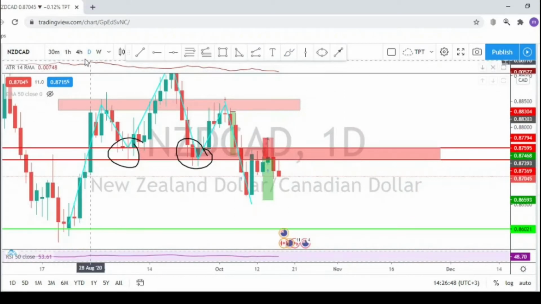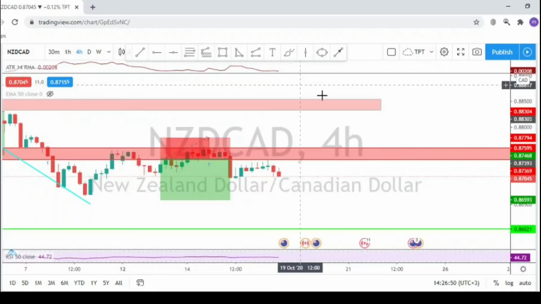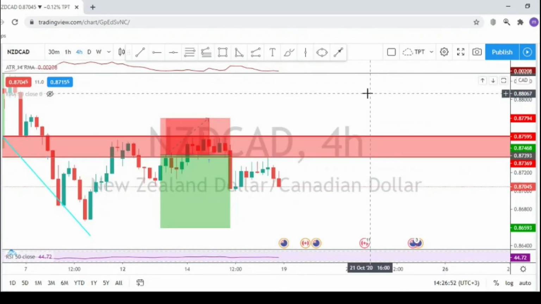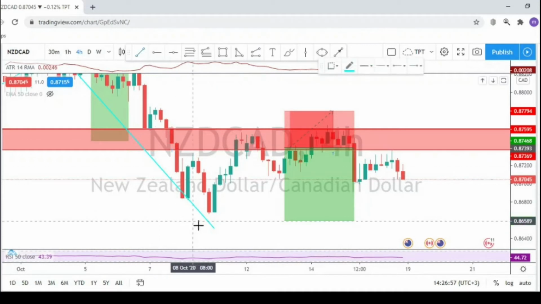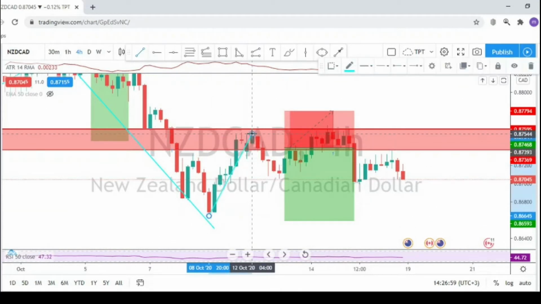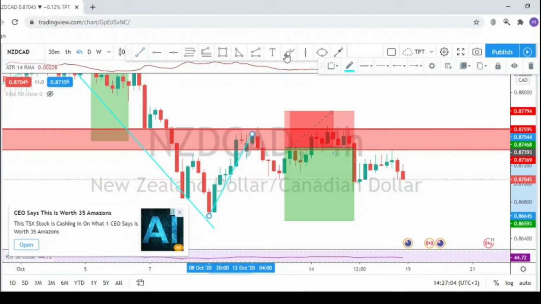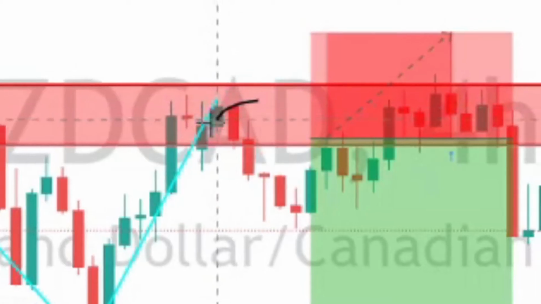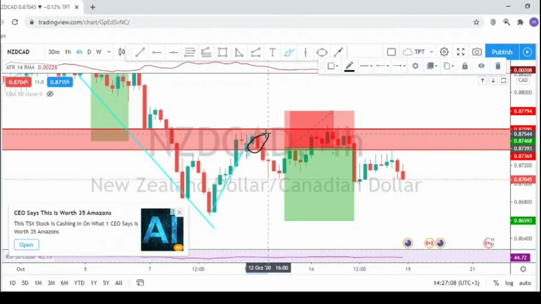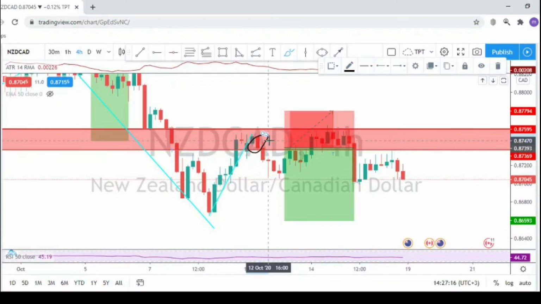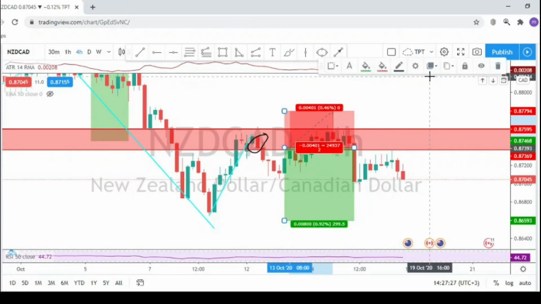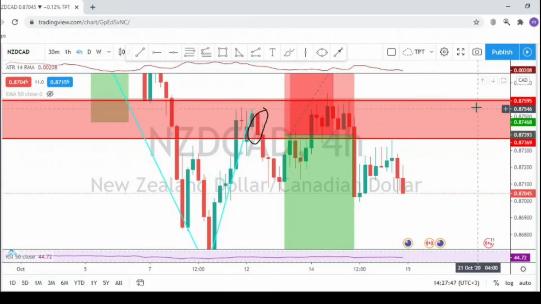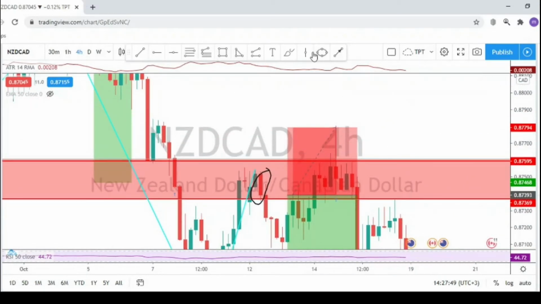So what I did, I went to a lower time frame, which is a 4-hour time frame, and at this 4-hour time frame, you see this market made a pullback into this zone, and you can see this bearish engulfing candle. And at the close of this bearish engulfing candle is where I got into the trade with a risk to reward ratio of 1:2. Unfortunately, I got stopped out here by 1 pip.